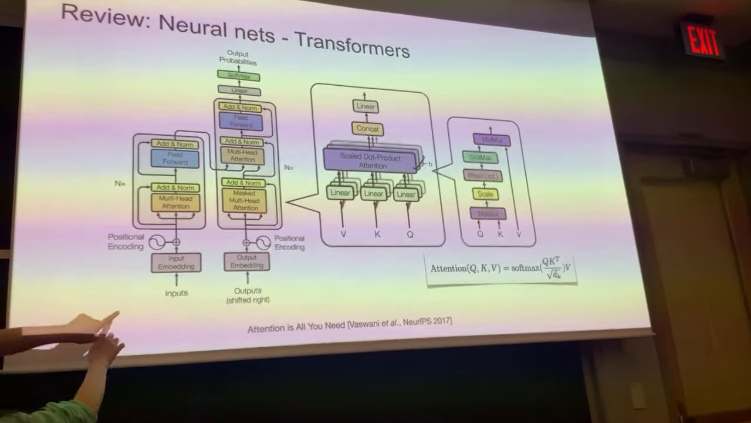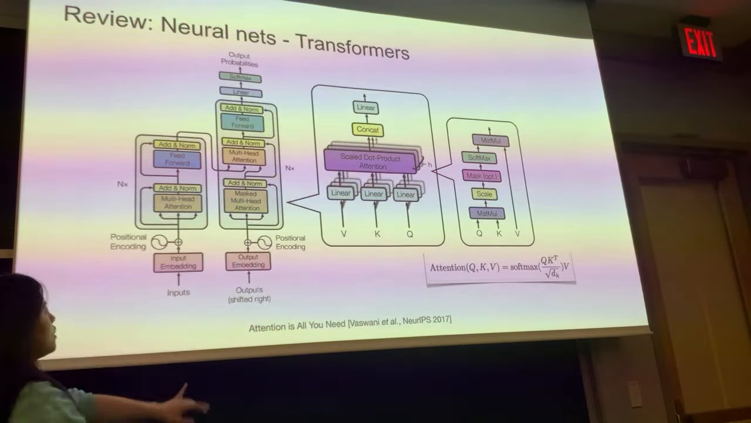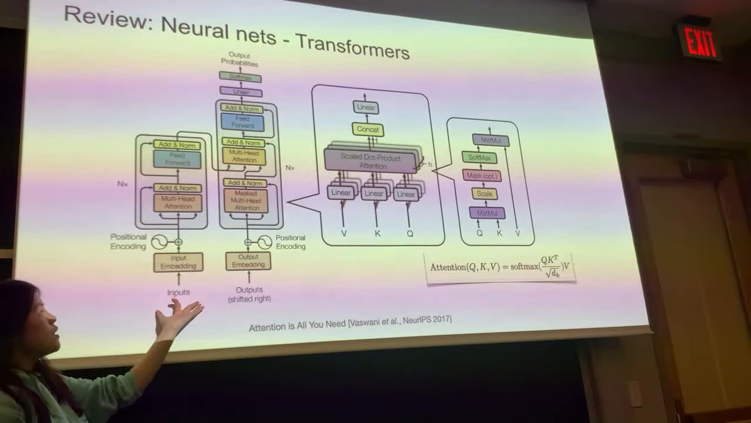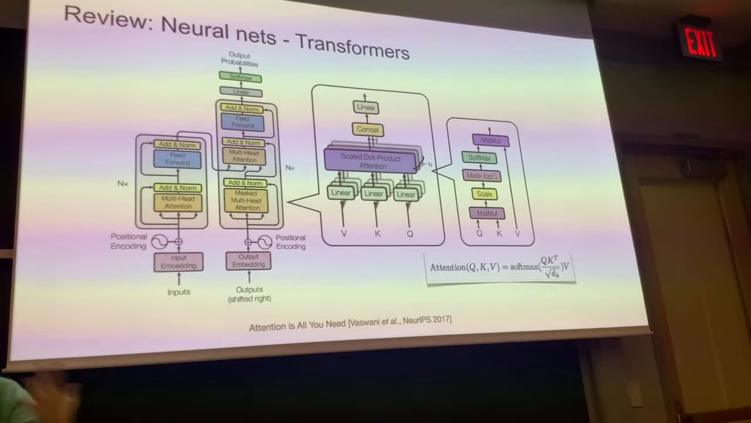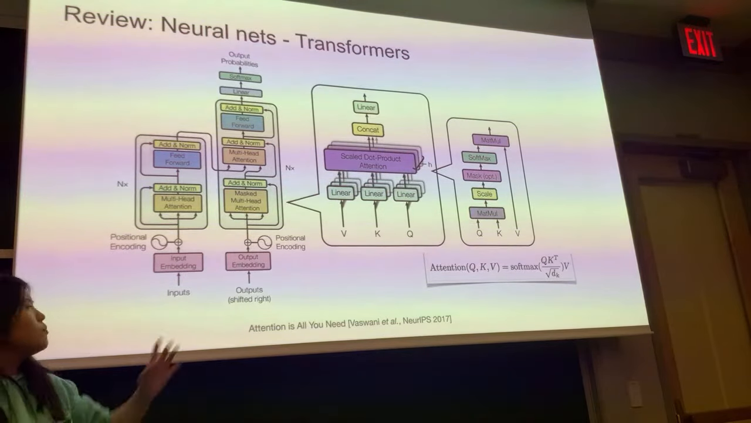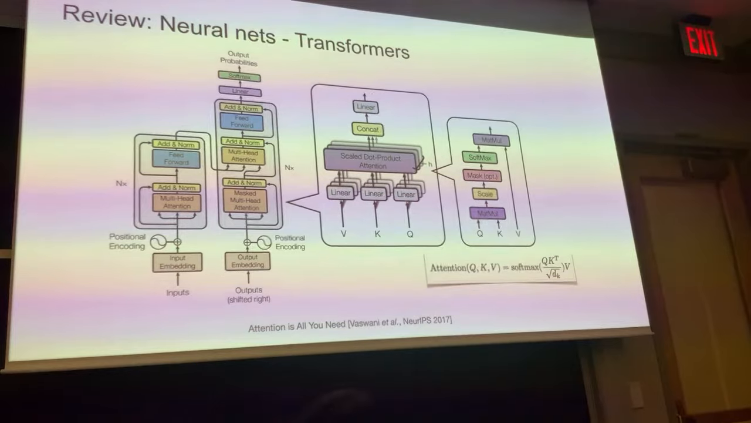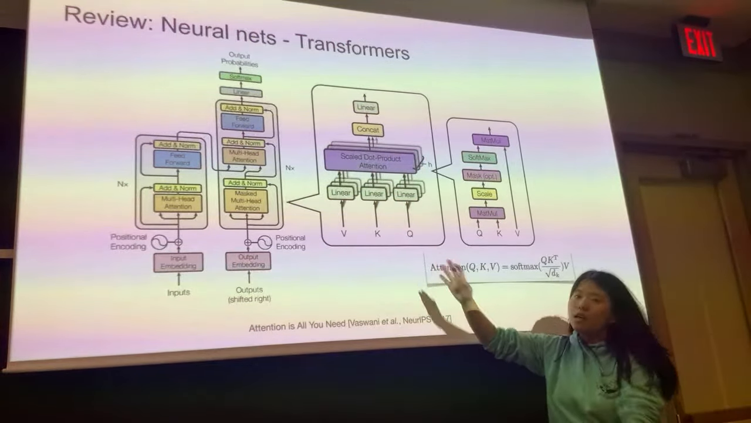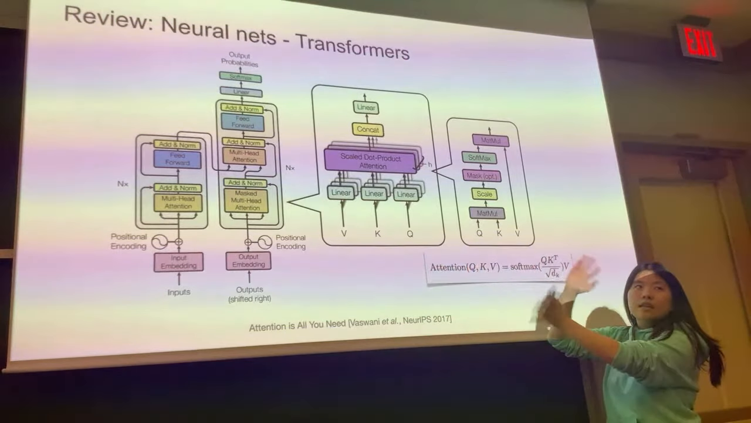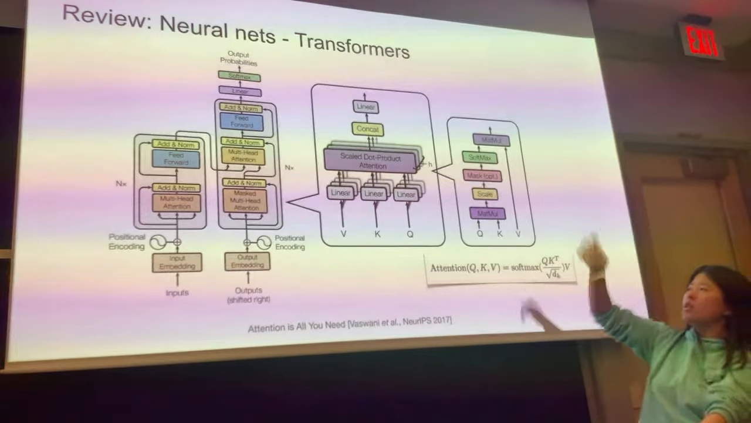For your transformer, you have two different pieces you want to encode. Here are your inputs, and then your outputs are saying, you have this one token, what's your next token? So it's your inputs, but shifted a bit. And then what you have here is going to be your attention layer, and this is the key of what makes transformers different from a normal feedforward layer.